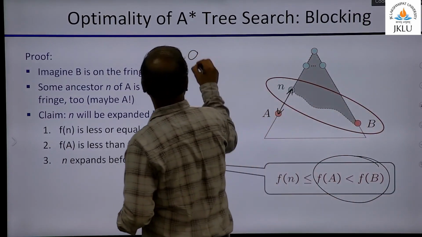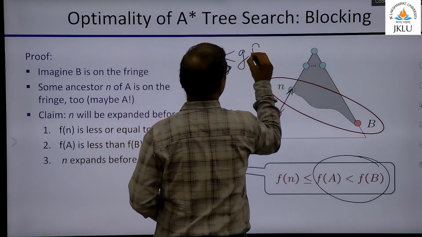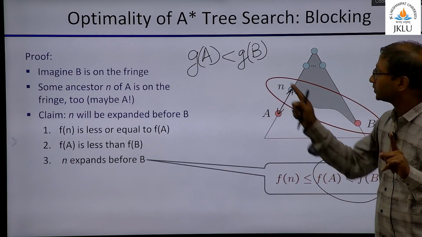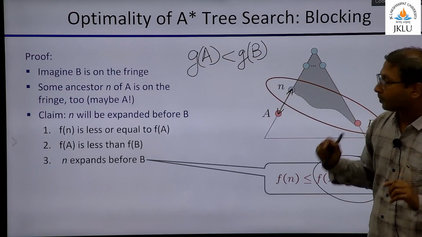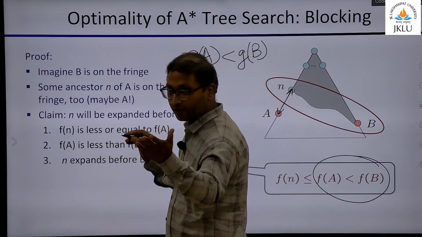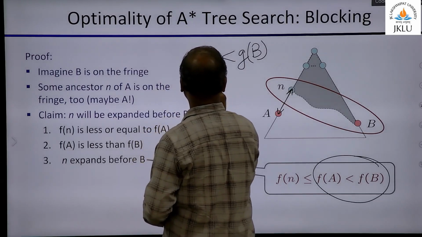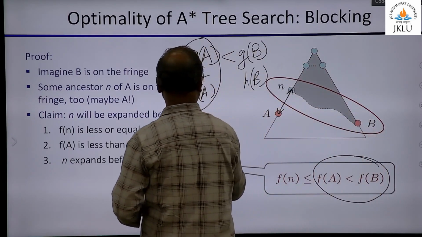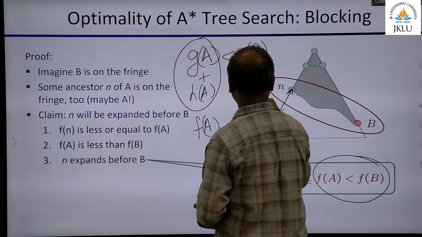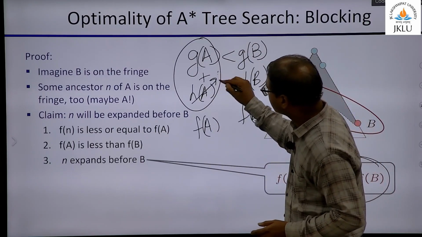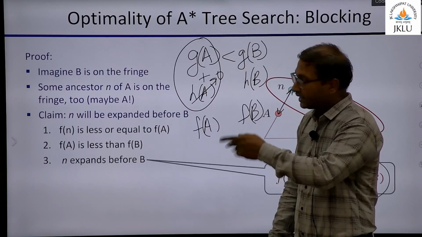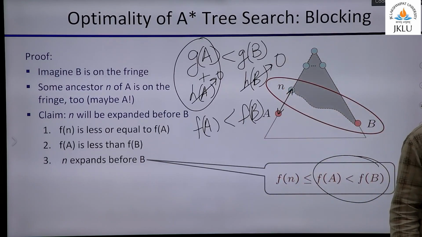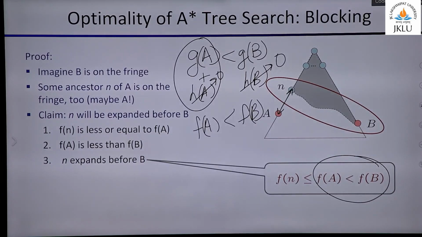So GA is less than GB. Is that fine? Because A is strictly more optimal compared to B, so the G value for that is lesser. Now what is the F value, that is the A star value? GA plus HA, GB plus HB. Okay. So this is my FA and this is my FB. Now HA is 0. Why? Because for a goal, H is 0. This is also a goal. H is 0.